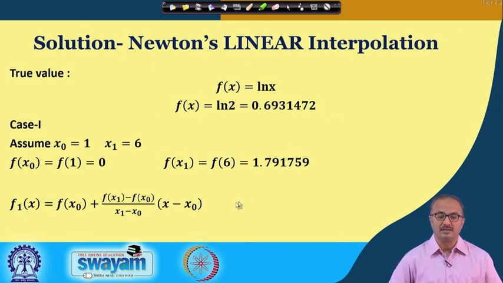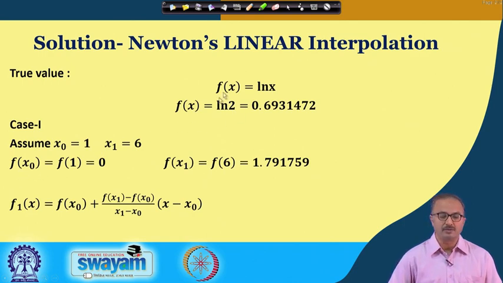Now let us see. We know that our value is f(x) equal to ln 2, which is given to us, so this is the exact value of ln 2. Let us first take linear interpolation. Let us arbitrarily choose two values of x: x0 is 1 and x1 is 6. You see that we have chosen a very large range and our value has to be found at 2. But nonetheless, let us do that.